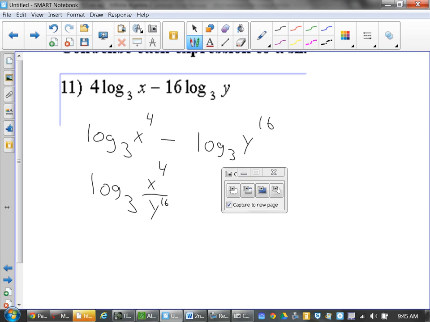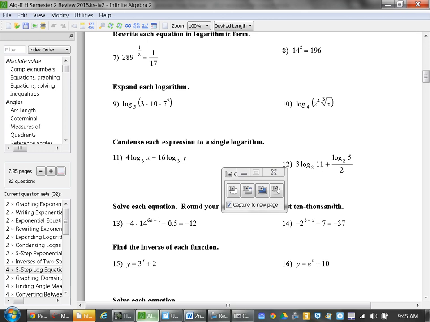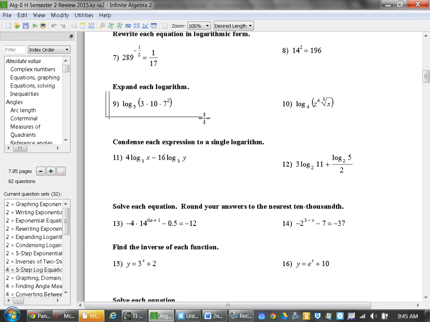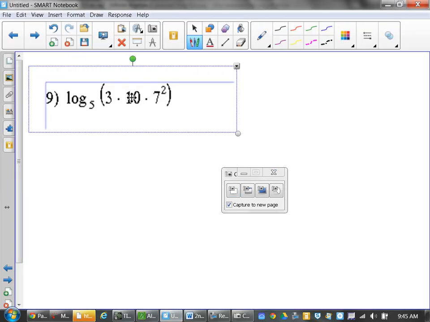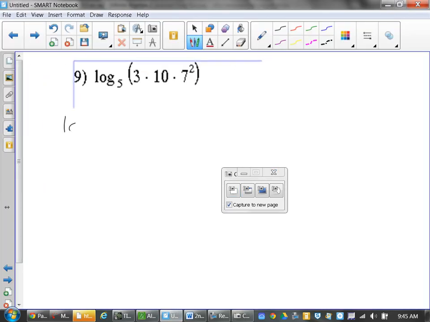So number 9 is expanding. Correct. Number 9 is going out the other way. So you get, multiplication is just like adding. Correct. You'll have log base 5 of 3 plus log base 5 of 10. And then since it's going to be 7 squared, I'll get 2 log base 5 of 7. I can do that in one fell swoop.